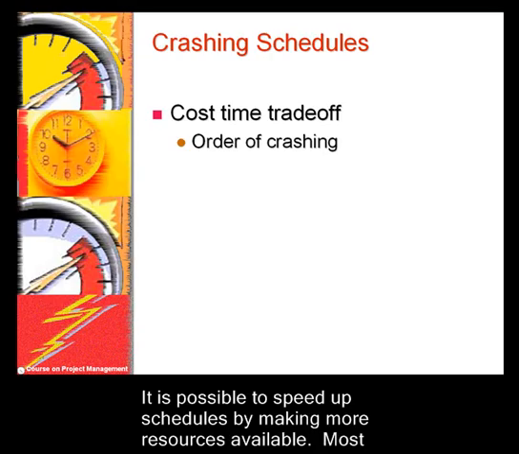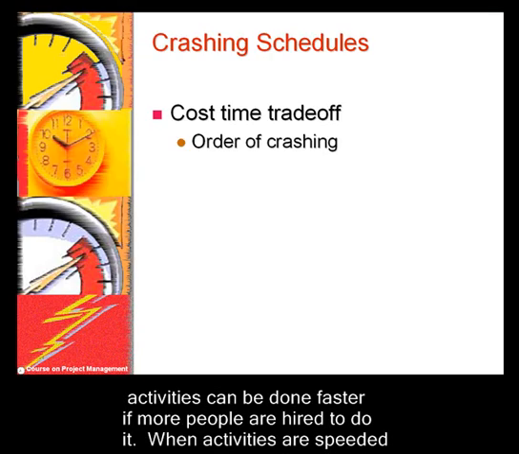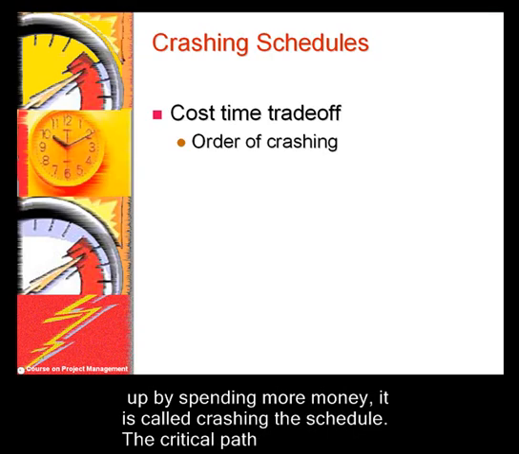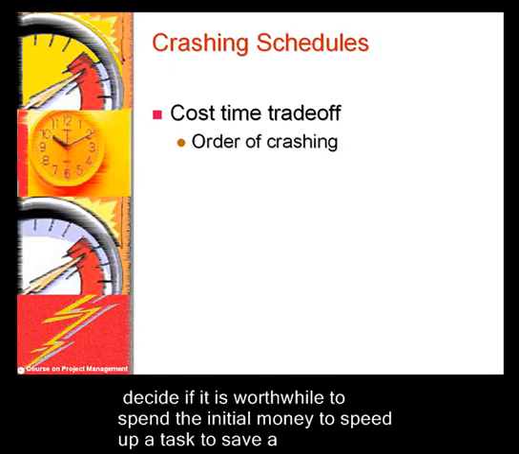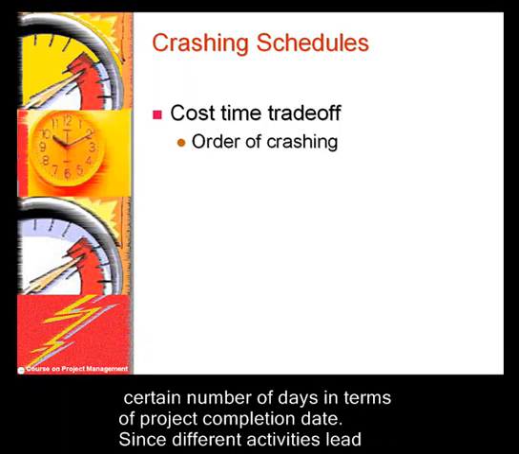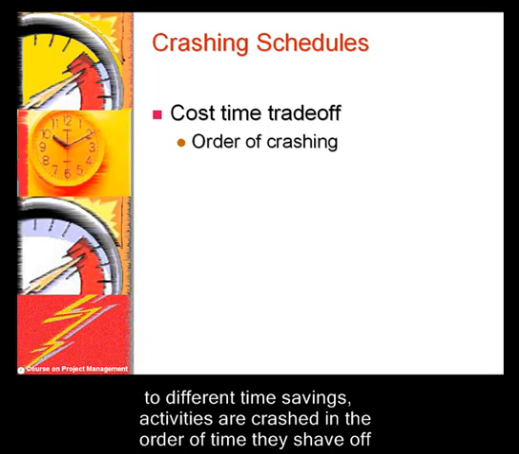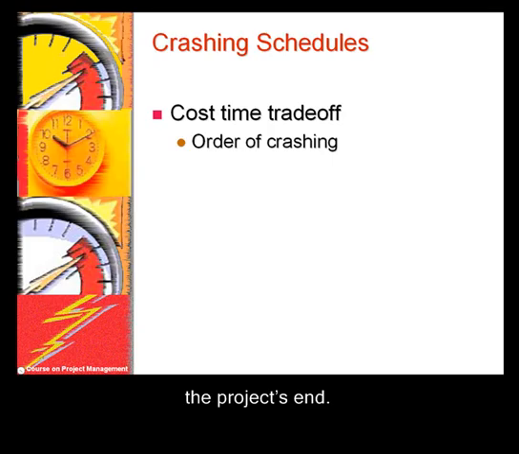It's possible to speed up schedules by making more resources available. Most activities can be done faster if more people are hired to do it. When activities are speeded up by spending more money, it's called crashing the schedule. The critical path method allows us to detect how much time is saved by crashing a schedule. Then, managers can decide if it's worthwhile to spend the initial money to speed up a task to save a certain number of days in terms of project completion date. Since different activities lead to different time savings, activities are crashed in the order of time they shave off the project's end.